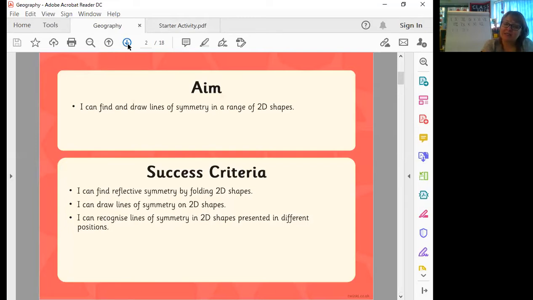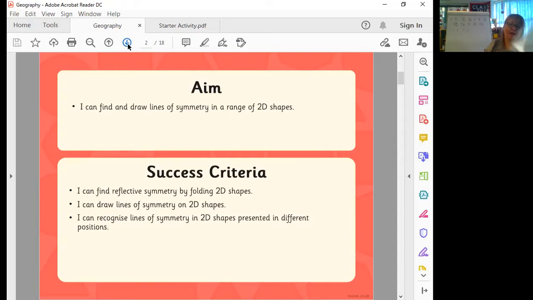So the aim of today's lesson is that you can draw lines of symmetry on 2D shapes, a range of 2D shapes, so more than just one. You can find reflective symmetry by folding shapes. You can draw these lines of symmetry, and you can recognize other shapes by drawing on lines of symmetry.